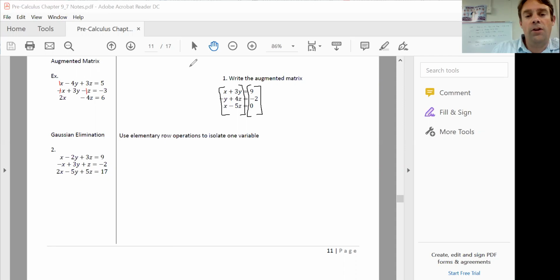So, and then notice I have a term that's missing. If I ever have a term that's missing, I got to add a placeholder in here. Be plus 0y.